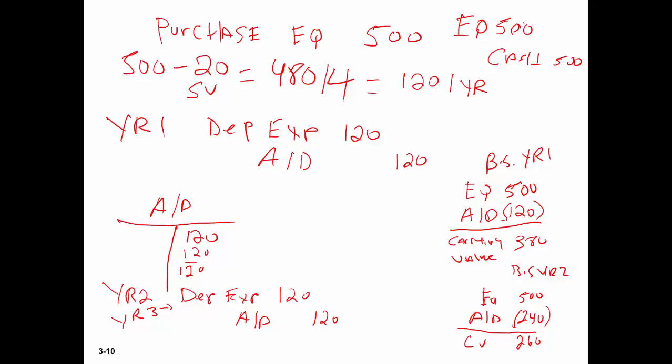And if I prepare the balance sheet again now for year three, the equipment is how much? 500. The accumulated depreciation now is what? 360. And the carrying value is now what? 140, I mean. Okay, good. I do that same journal entry again in year four.